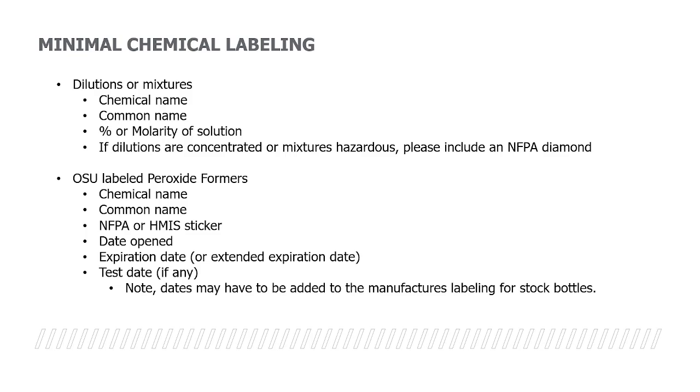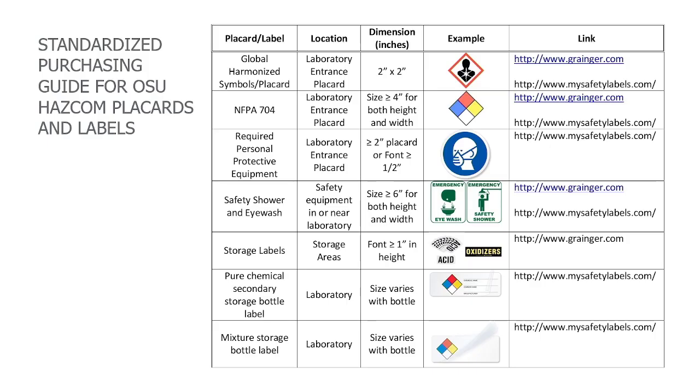OSHA label peroxide formers. Need to make sure you have the chemical name, the common name, the NFPA HMIS label on there as well, the date that it was opened, the expiration date or extended expiration date, and the test date, if any. Notes, dates may have to be added to the manufacturer's label for stock bottles. That's something you may have to actually physically put on there as well.